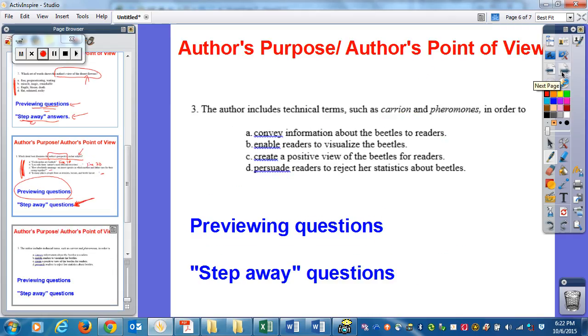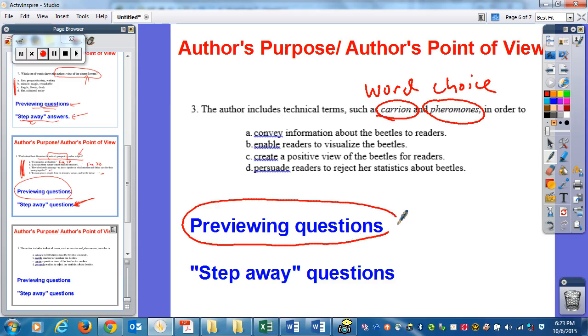Here's another question then. The author includes technical terms such as carry-on and pheromones. This is author's purpose, author's point of view, and author's word choice. The question that it's asking is, why would it include these 2 words in the article? Why did they give this? So once again, this goes to author's purpose, author's point of view. If you have previewed these questions ahead of time, a lot of times it'll say in paragraph 7. Well, I would highlight paragraph 7 ahead of time if that had been the case, or I would look where they had used the word.